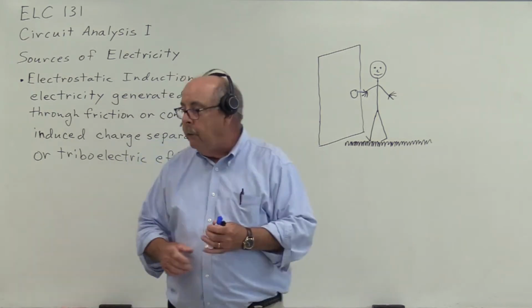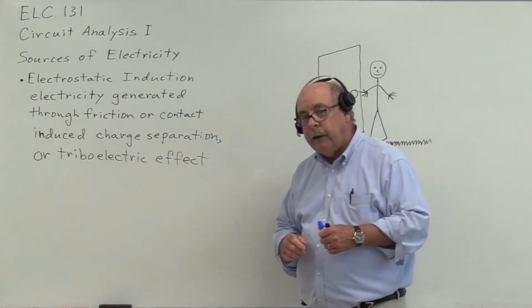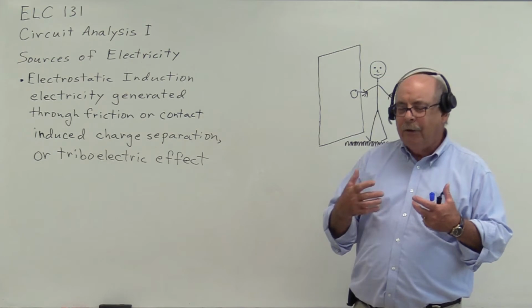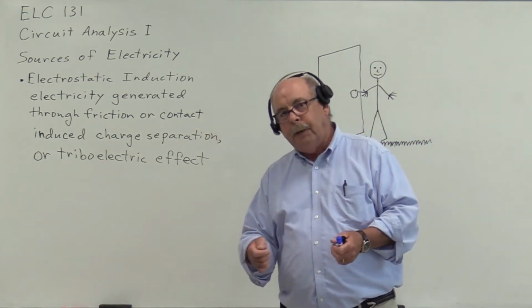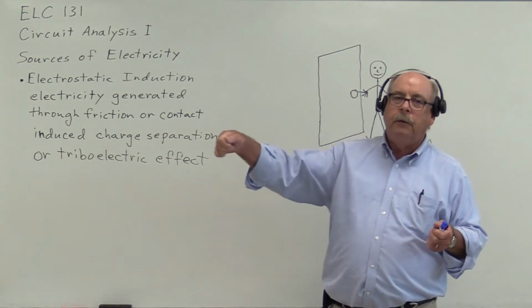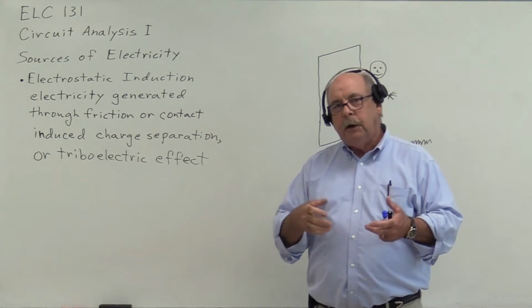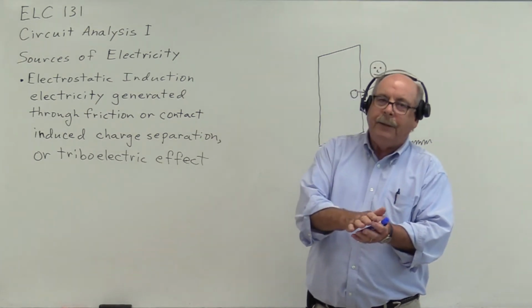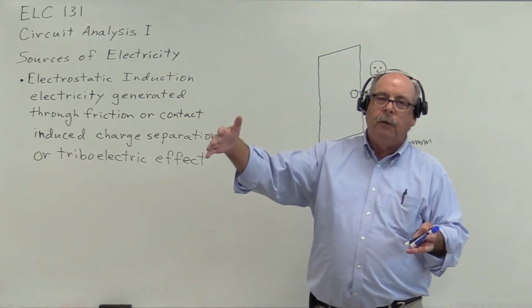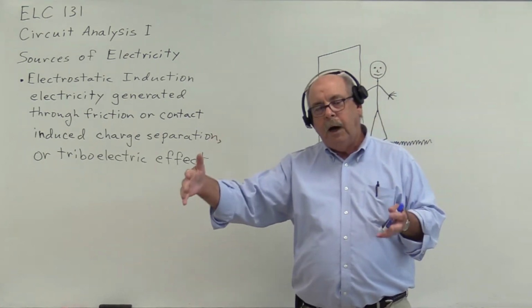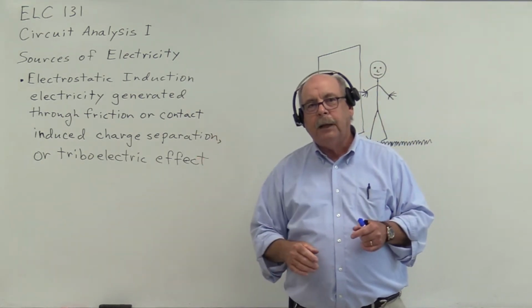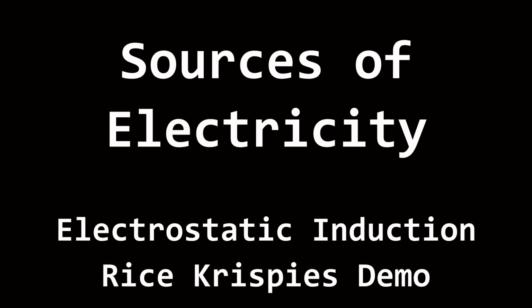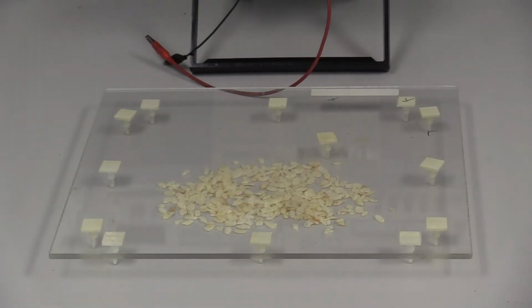Now, the triboelectric effect, a good example of that is when you pull plastic wrap off of a roll. The friction caused by the plastic wrap leaving the plastic on the roll will accumulate a positive charge on the plastic. So let's look at an example of electrostatic induction.